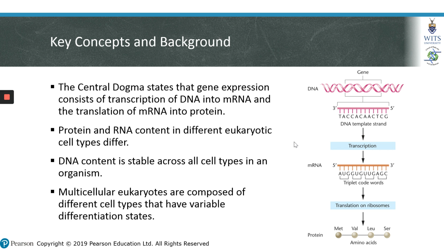Multicellular eukaryotes are composed of different cell types. For example, we have liver cells or skin cells or cells that have different levels of differentiation. And so if the DNA content is stable across these cell types, then that variation or the variable differentiation states must be attributed to the differences in protein and RNA content in these different cell types. And that's what we plan to study in this course.